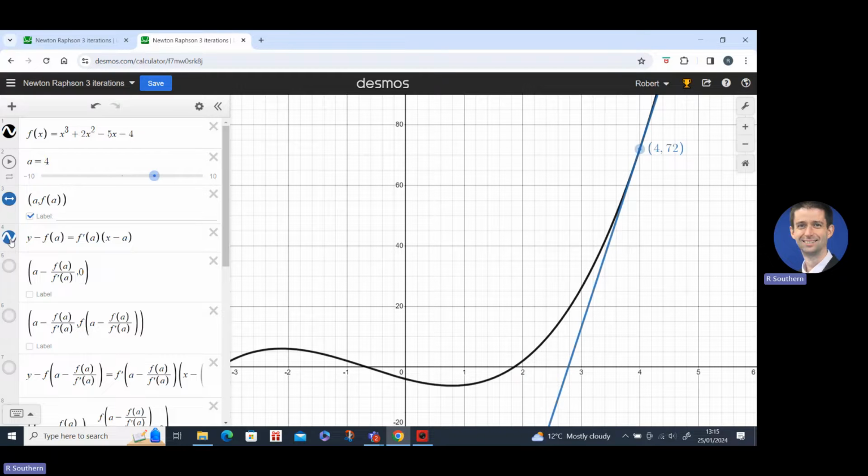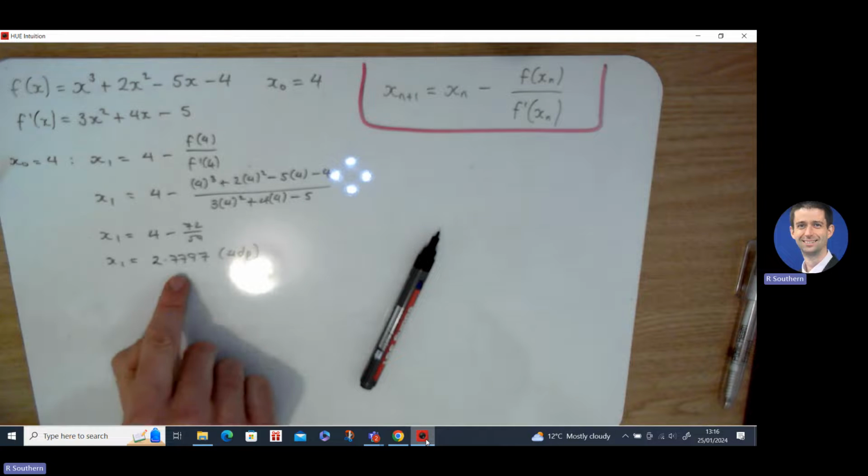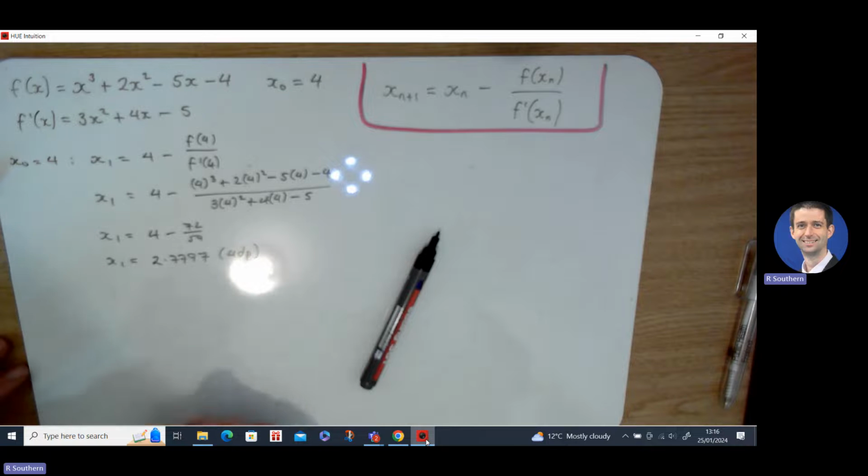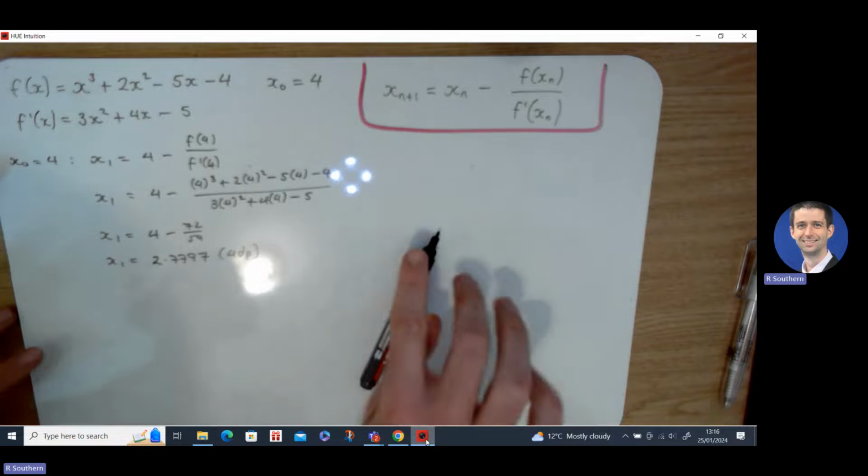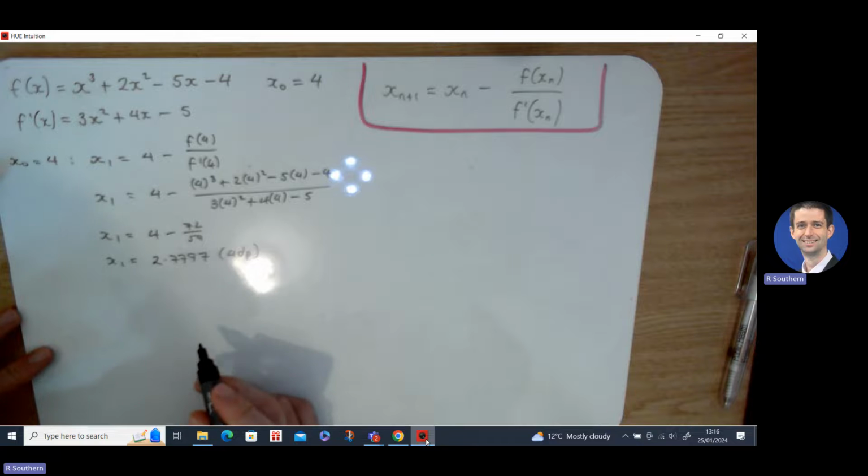We've drawn the tangent in. We've looked at where that crosses the x-axis, and we've got 2.78 on the x-axis here, which is the same value that we've just achieved on the board here. Desmos has rounded it to 2 decimal places rather than 4, but there we go. Okay, so I'm going to do this 2 further times.